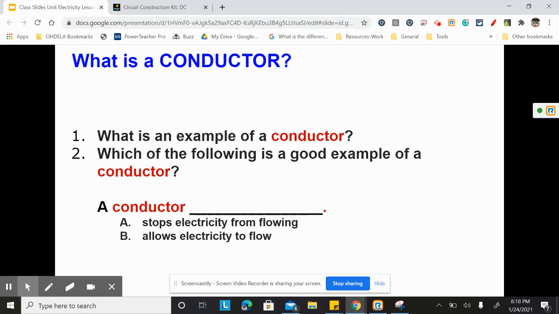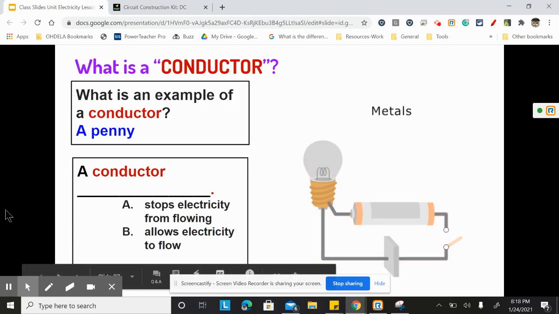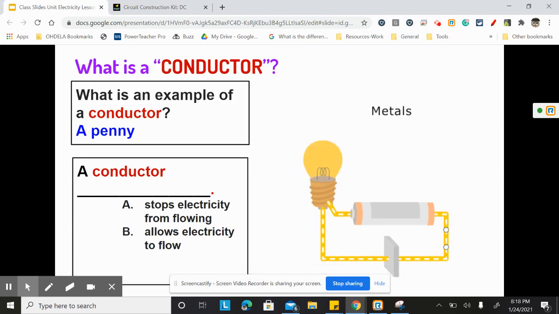What is a conductor? What are examples of conductors? Can we identify a conductor given a number of objects? A conductor is blank. It is either an object that stops electricity from flowing or allows electricity to flow. Let's find out. What is an example of a conductor? A penny or a piece of metal is an example of a conductor.